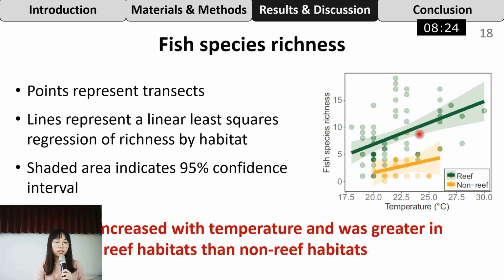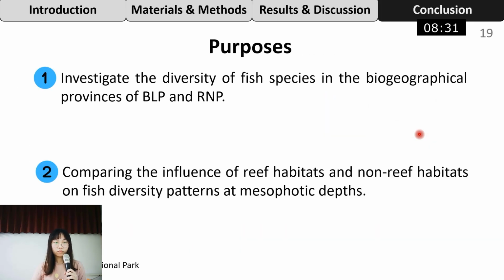The results indicate that richness increased with temperature and was greater in reef habitats than non-reef habitats. Let's review the purpose of this study.